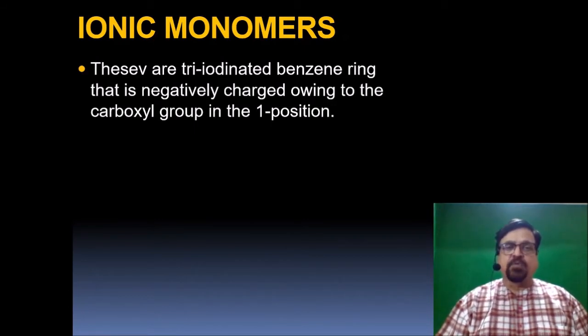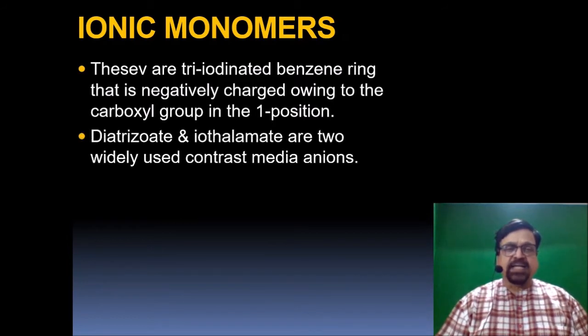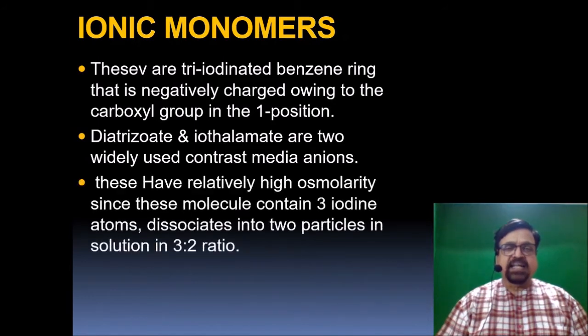Now ionic monomers, these are tri-iodinated benzene rings that are negatively charged owing to the carboxyl group in the first position. Now diatrizoate and iothalamate are the two widely used contrast media. These have relatively high osmolality since this molecule contains 3 iodine atoms dissolved into 2 particles in solution, a ratio of 3:2.